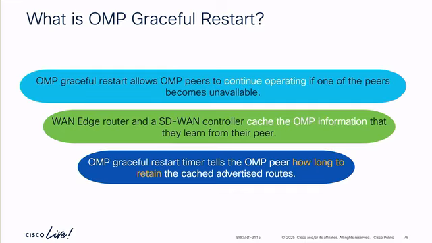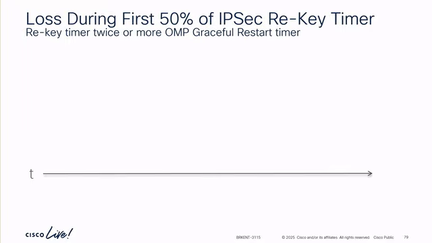Once the graceful restart timer expires, we flush out all the information which we learned from the peer, which we held in the cache, and then we need to wait for the OMP peering to come up. But during the OMP graceful restart timer, we continuously check whether the OMP peering is alive, whether it came up or not. If it came up, then we immediately flush the information which we stored in the cache, and we try to get the updated information from the OMP peer.